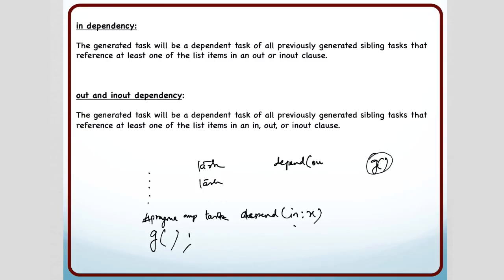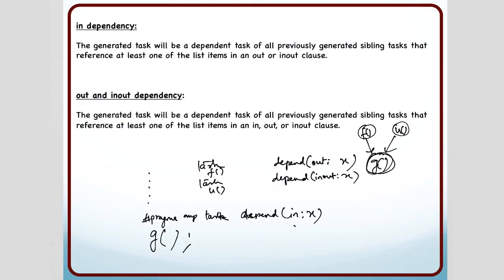Depend. In their out list they have x. Right? And similarly, if some task has x in out, then this task is going to be a dependent task of that task. So if this is, let's say, F and this is U, what that means is that G will not be executed until F and U are done. That means G is a dependent task of F and U.